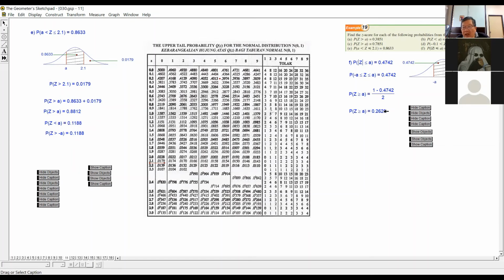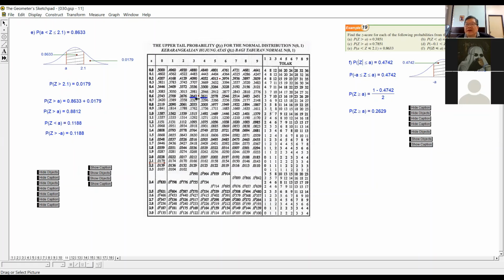Okay. Why divide by 2? Because 1 minus 0.4742 is actually the two sides. But the two sides are symmetrical. So you divide by 2 to get one side, the upper tail. So one side is 0.2629. If I ask you the other side, it is also 0.2629. But we don't want that. We want to look at the upper tail only.